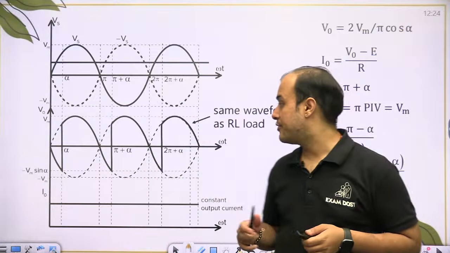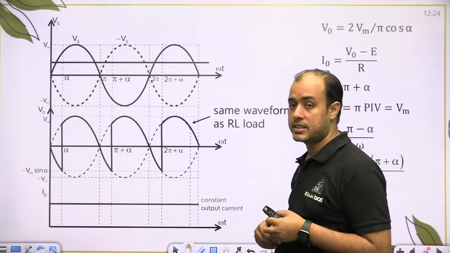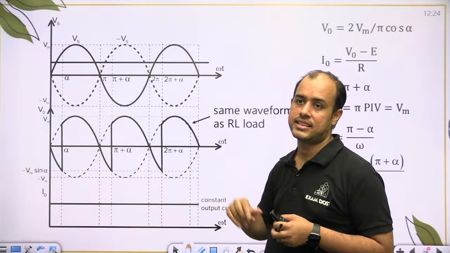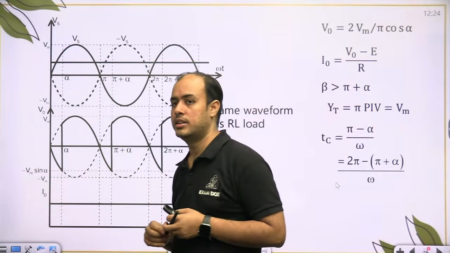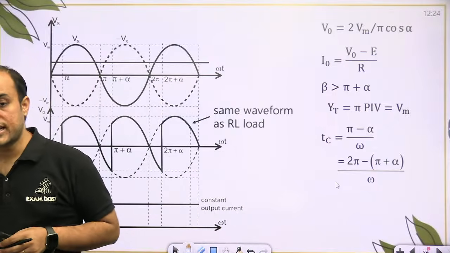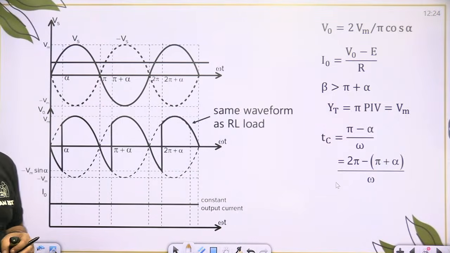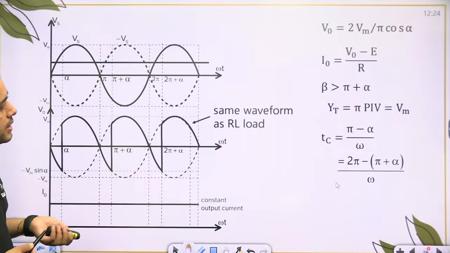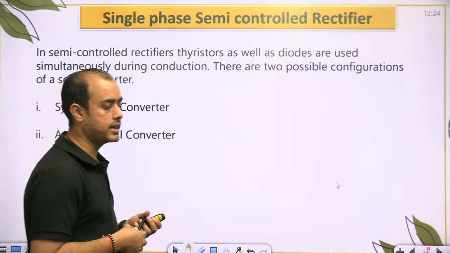So see, if beta is greater than pi plus alpha, you will get exactly the same waveform as that of an RL load. Okay. So conduction angle of thyristor will be pi, PIV will be Vm. Circuit turn-off time is also the same, pi minus alpha by omega.